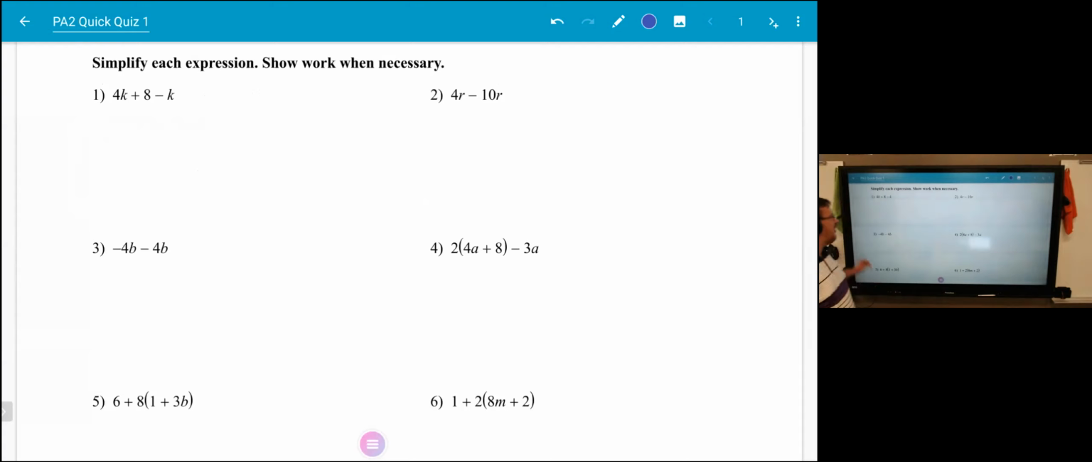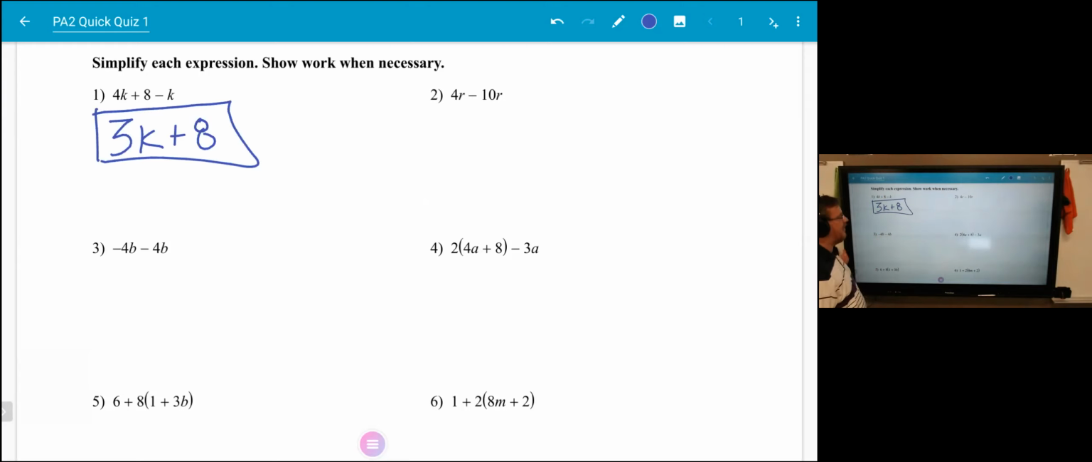Simplify each expression and show work when necessary. Well, I know that I can only combine things that have the same variable and the same exponent, or combine just numbers. All right, those are called like terms. I can combine like terms. In this case, I've got a positive 4k and a negative k, negative 1k, so that would give me 3k. And that 8, can't do anything with that.